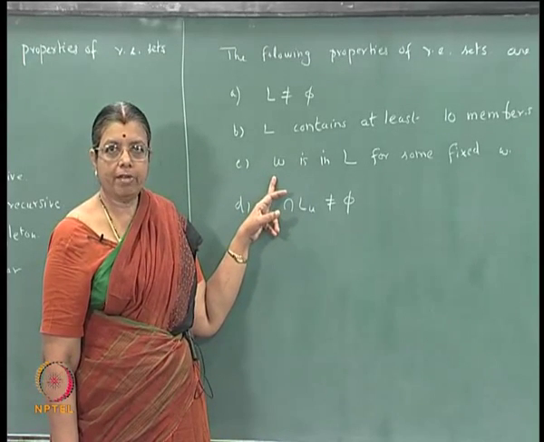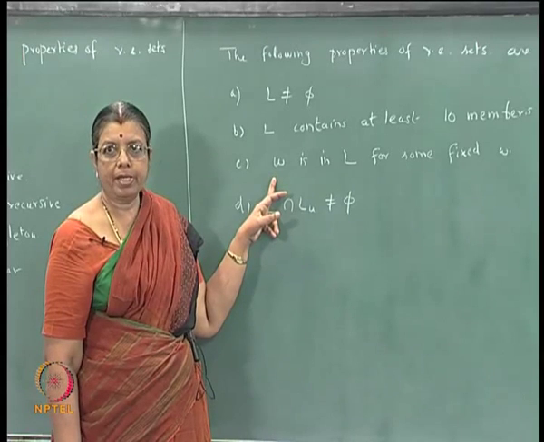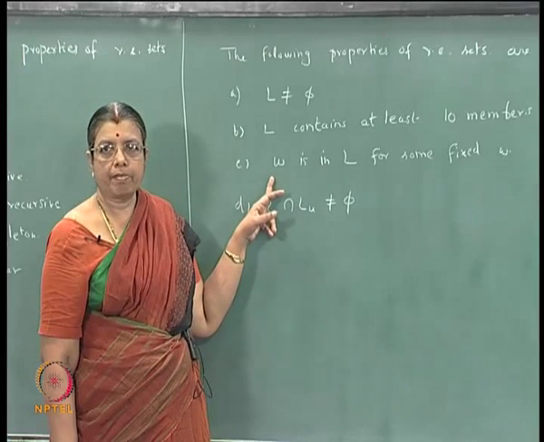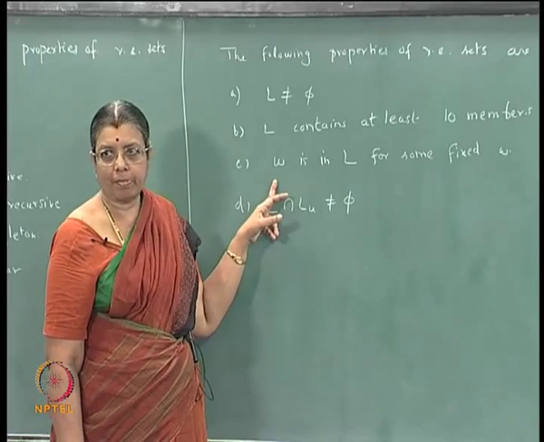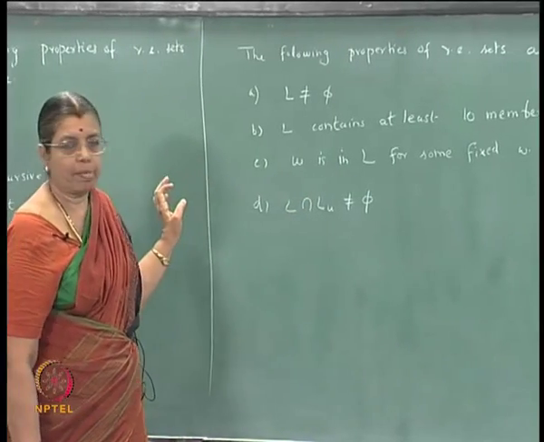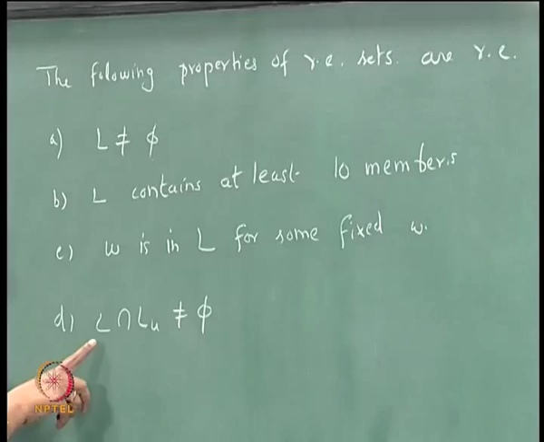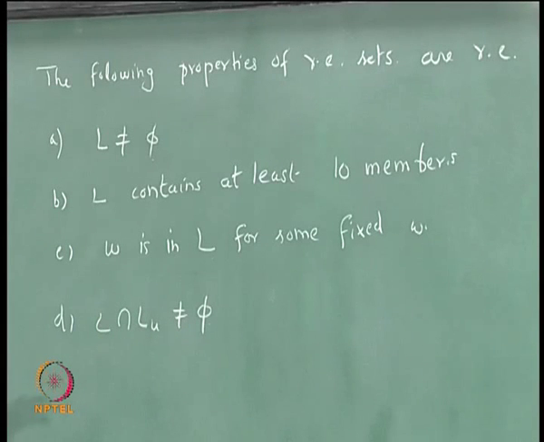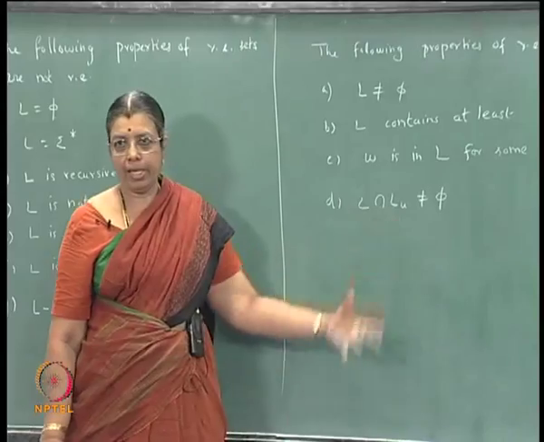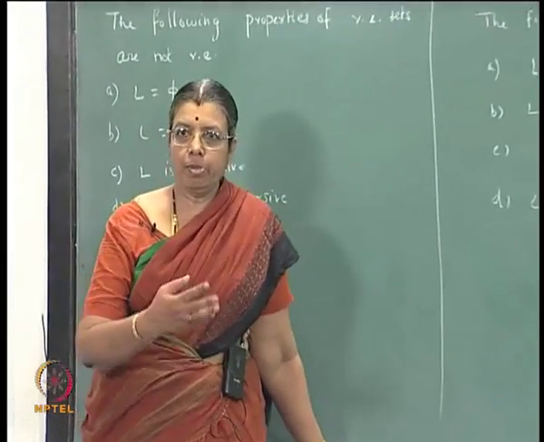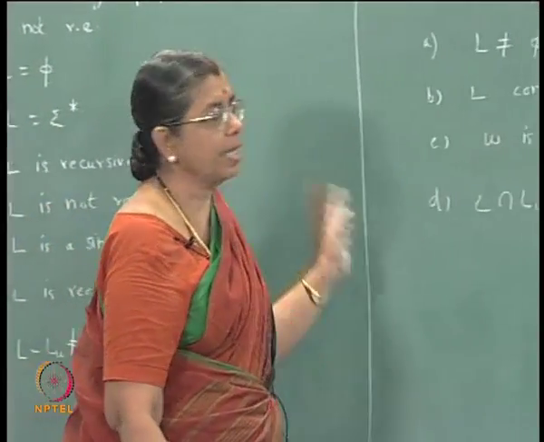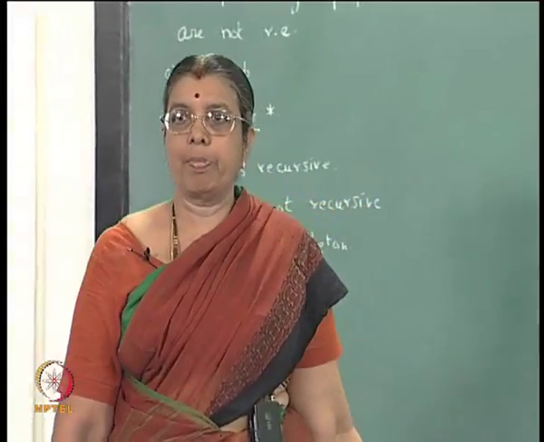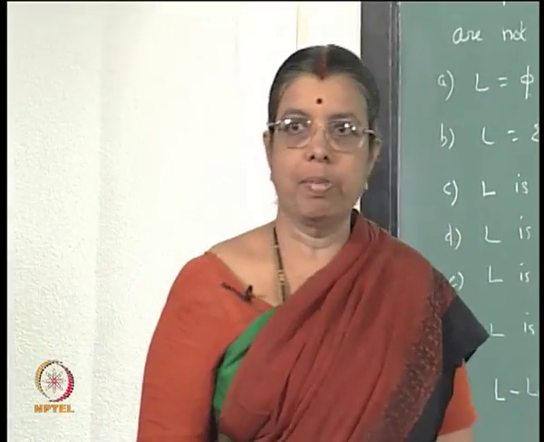For context sensitive languages, it is PSPACE complete. For context free languages, you have an order n cubed algorithm. For finite state automata, you have a linear algorithm. Is L intersection LU not equal to 5? This is again recursively enumerable, corresponding language is recursively enumerable but not recursive. All these are undecidable problems, they are non-trivial properties of recursively enumerable languages.